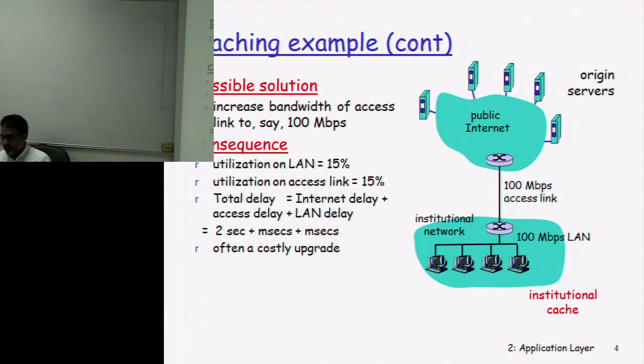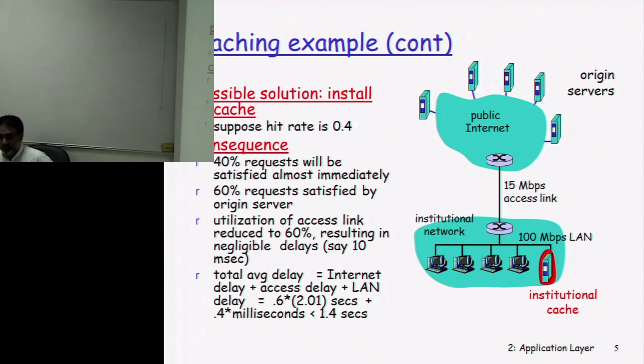Clear? So look here now, we introduced a cache server. This is a possible solution. Another possible solution is that we install a cache in our local area network. Okay, and suppose this cache hit rate is 0.4. Now here the consequence is that 40% of requests will be satisfied almost immediately from the local cache.